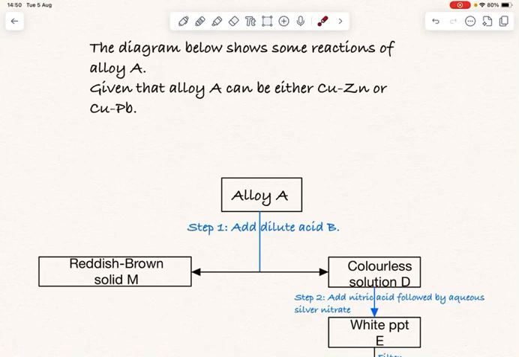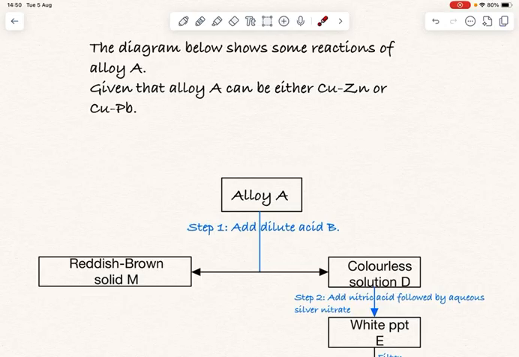Today we will do qualitative analysis. All right, we have this question. It says that the diagram below shows some reactions of alloy A, given that alloy A can either be copper-zinc or copper-lead. Anyway, just take note: copper-zinc is your brass, and copper-lead, which is not a glamorous name, is normally known as leaded copper.